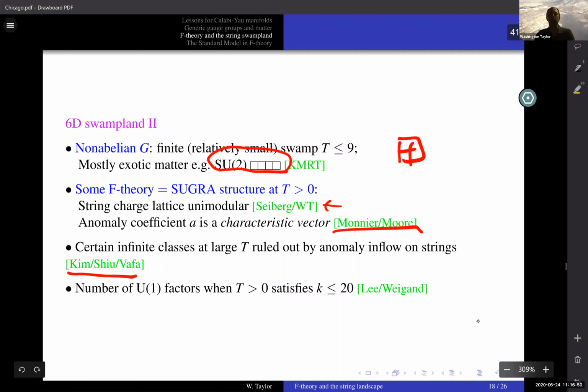Further conditions, again, I mentioned this work of Kim, Xu and Vafa. They were also able to rule out certain infinite classes of theories at large numbers of tensor multiplets. And Lee and Weigand, using similar string worldsheet methodology, were able to limit the number of U1 factors when t is greater than 0 to less than 20. So there are some constraints that can be determined from low energy type constraints, but there's still a gap between those and the things we can get from F theory.